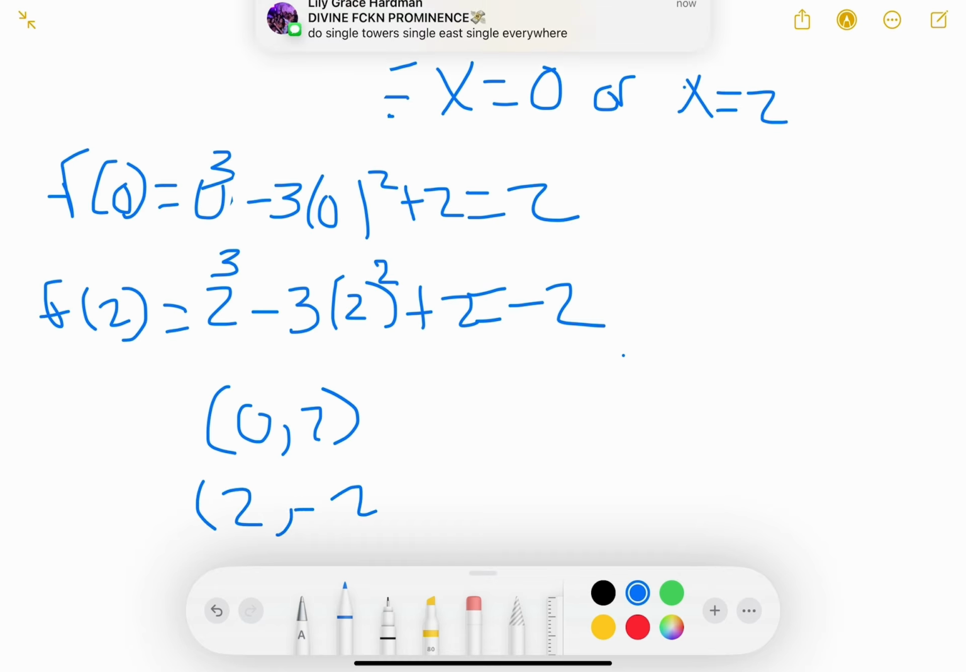And then you're going to use the second derivative to classify these.